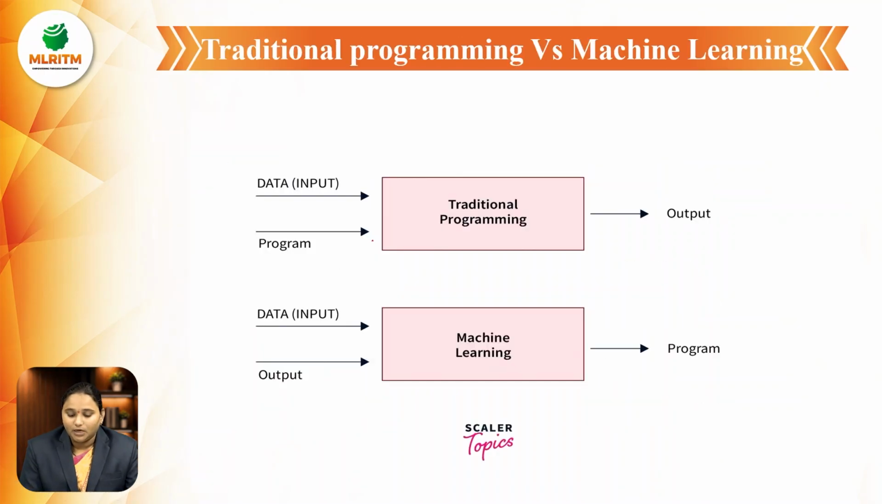Next, traditional programming versus machine learning. In traditional programming, we give the data and the program, and it gives the output. In machine learning, we need to train the machine. We give the data input and output, and based on that input, it classifies the output. It gives the output and the program. We are training the machines.